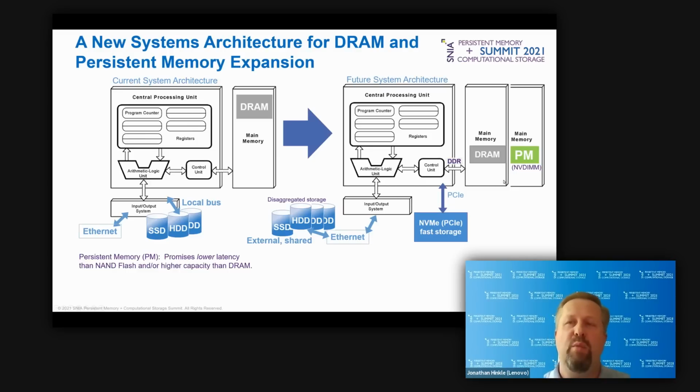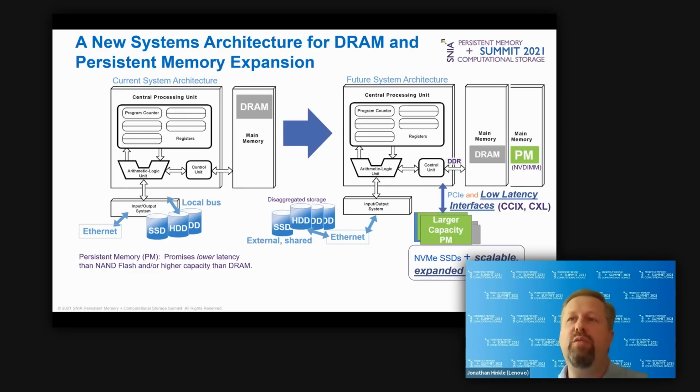But there's still some capacity scaling that I was mentioning before. And really remember, persistent memory provides that lower latency than flash, but really the higher capacity of DRAM. And that's really where we want to be able to scale it so that we can get a good ratio of the amount of persistent memory to storage. So that's where these new low latency interfaces come in. We have CCIX, CXL as two of those. And those allow for the latency that we need to attach larger capacity persistent memory. We can still attach NVMe SSDs, so flash SSDs over PCIe, but we can also leverage that same interconnect with these new protocols, these new interfaces, to scale and expand memory.